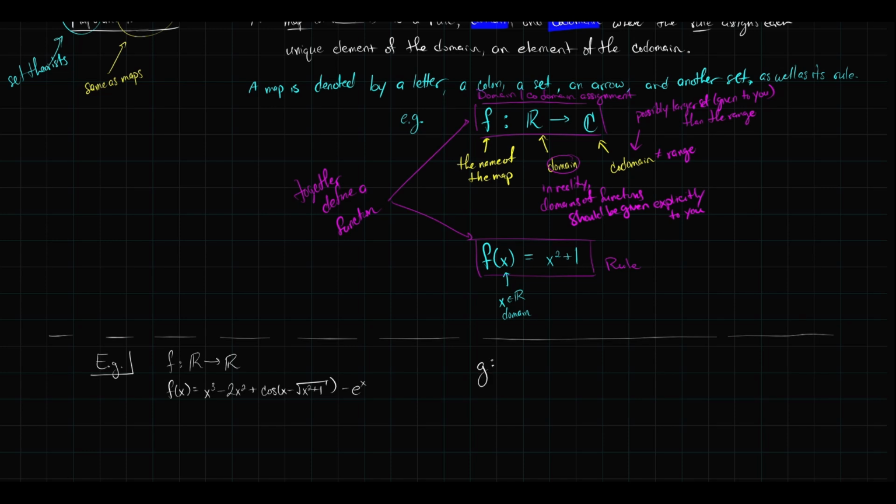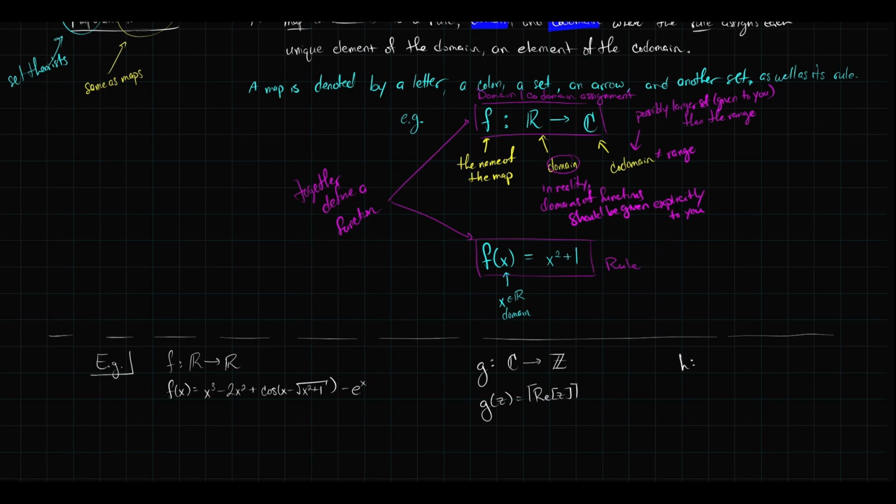We could also have g. Maybe it maps the complex numbers into the integers. Well, that's a spooky one. And maybe g is given by g of z is equal to the real part of z, and then the ceiling function around that. Now, I know a lot of you probably don't know what that means. Don't worry about it. That is a valid function from C to Z.